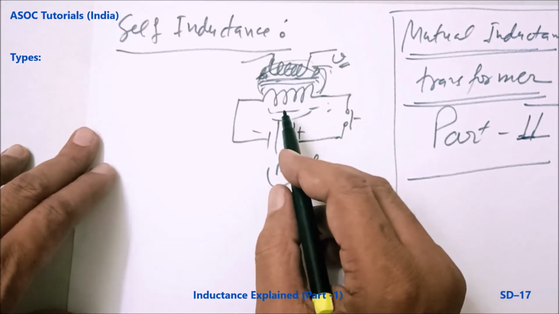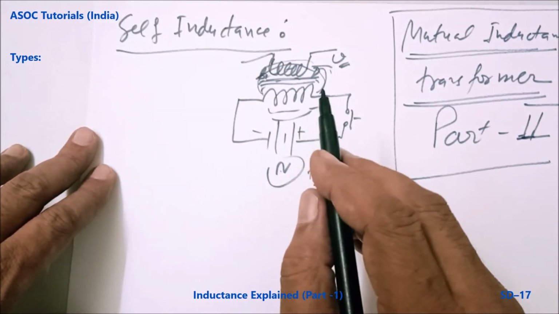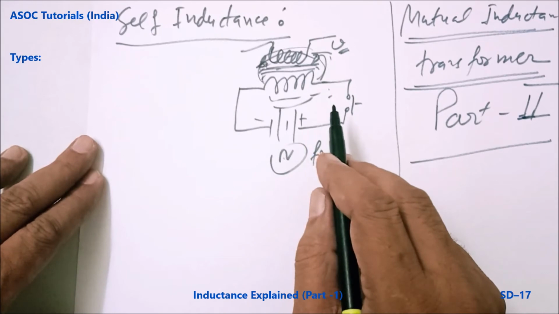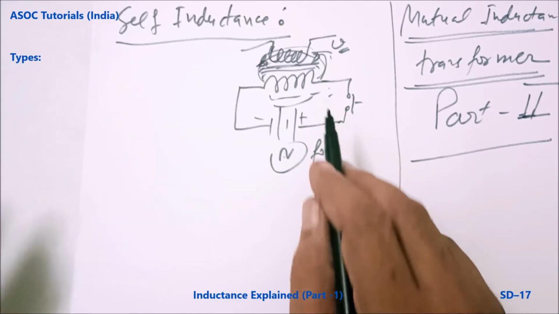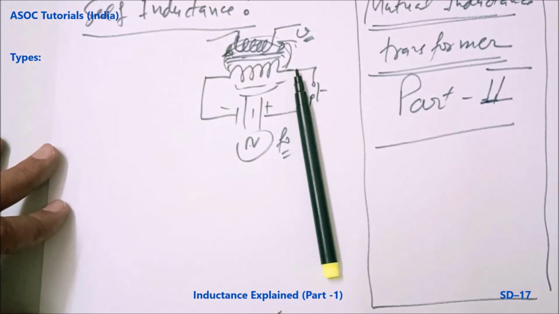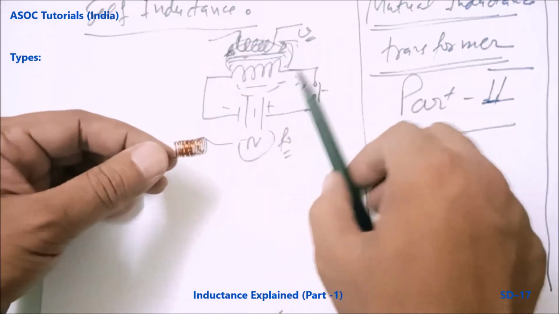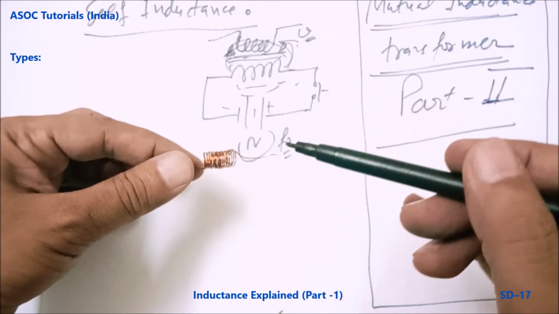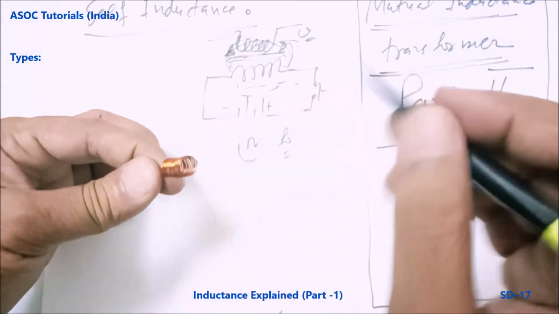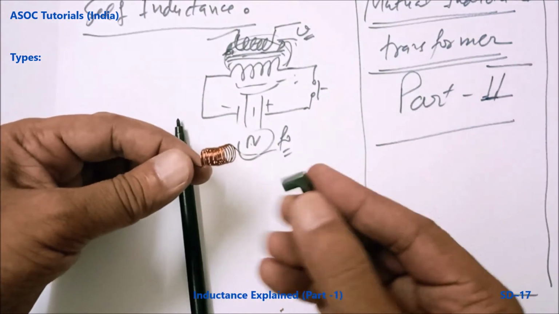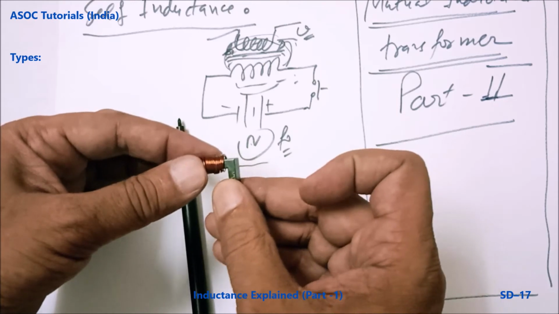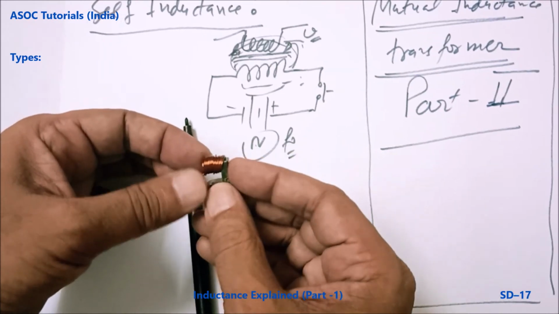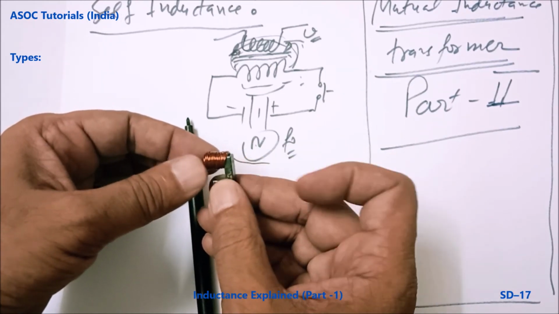So, coming back to self-inductance, which opposes the change in current, it depends on several parameters. First one, number of turns. Second one, cross section area. Third one, used core, because it will allow more flux to pass through.